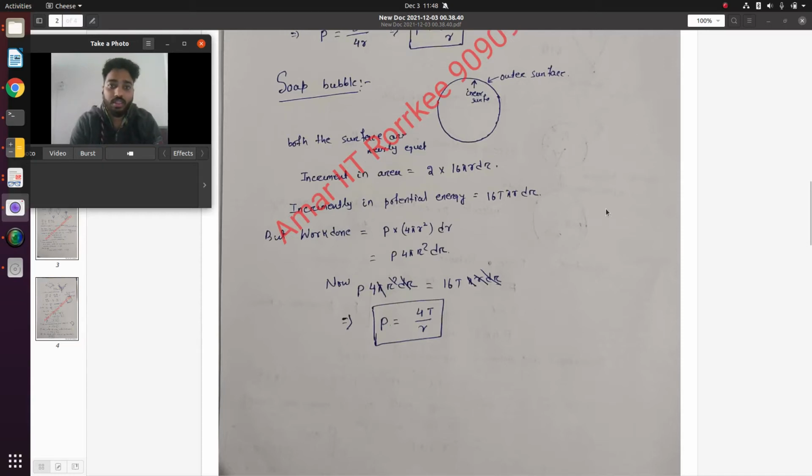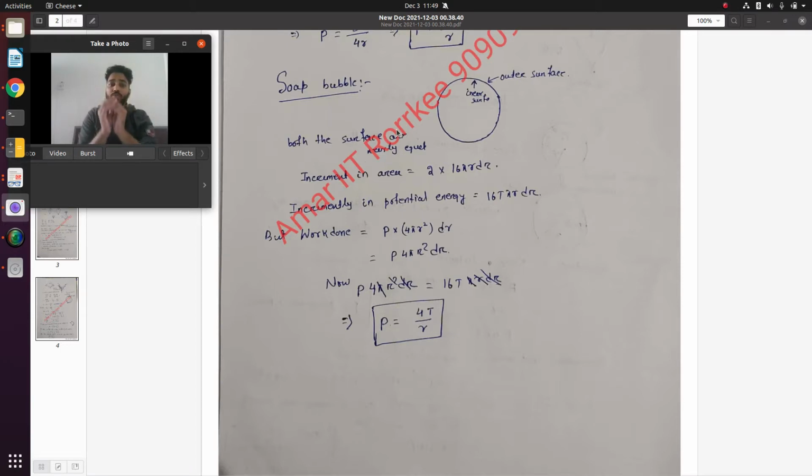Hello friends, let's see our second problem, which is the soap bubble problem. In a soap bubble, you can see there are two surfaces, the inner surface and the outer surface. The inner surface is in contact with air, and the outer surface is also in contact with air. So when the excess pressure P increases to P plus dP, what happens? The inner surface expands as well as the outer surface expands.